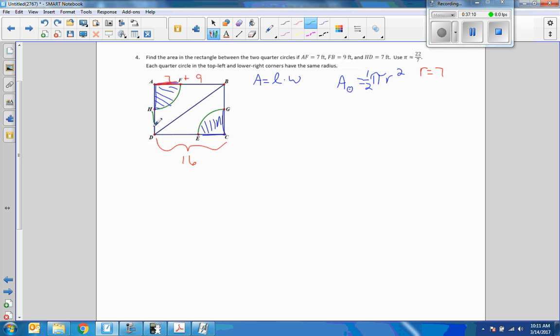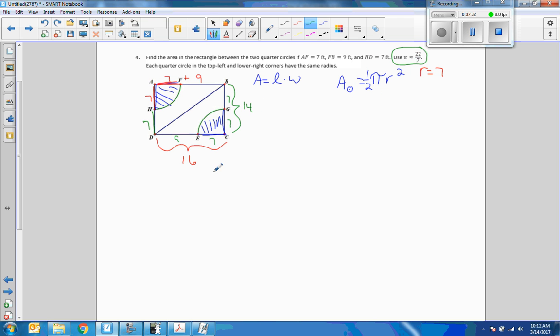HD is right here. Well, I already know AH is 7 because that's also a radius of a circle. And HD is 7. So 7 plus 7 is 14. Use pi equals 22/7. Each quarter circle in the top left or right corner has the same radius. So we know that that's 7, we know that that's 7, we know that that's 7, we know that this is 9. So we know everything. We can even find this diagonal, but that's a different lesson.